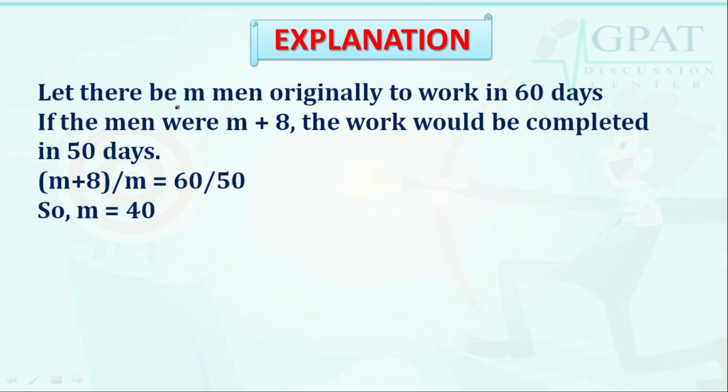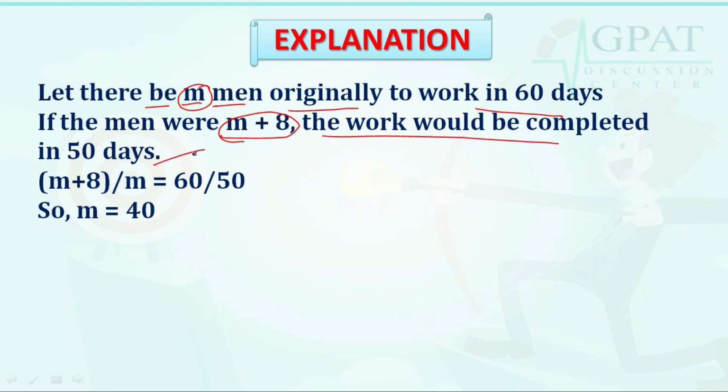Let there be m men. We just have to assume that originally the work takes 60 days. If the men were m plus 8, the work would be completed in 50 days. So m plus 8 by m is equal to 60 by 50. What is the value of m? It is 40. So hence 40 is the correct answer.